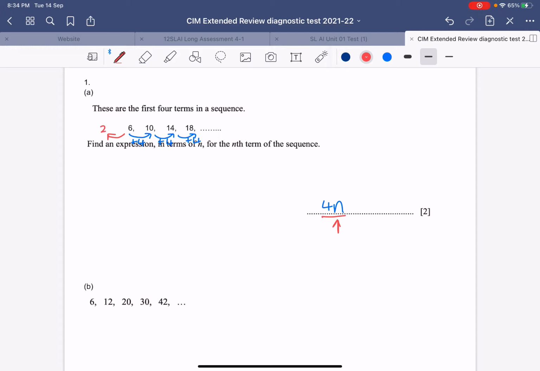So before it there was 2, which means that I need to have +2 afterwards. When I substitute in 0, I am left with 2. So 4n plus 2 is your final answer.